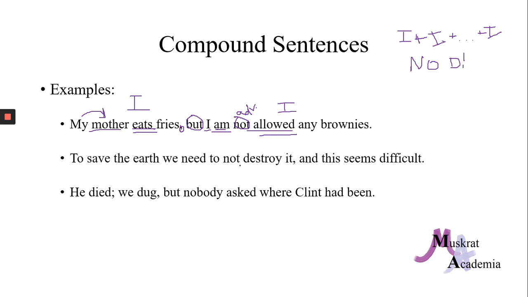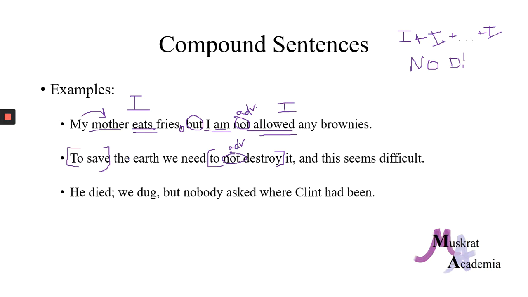To save the earth, we need to not destroy it, and this seems difficult. Any prepositional phrases? Nope, but we do have some to's here. So to save is an infinitive. To not destroy is another infinitive, except the not here, again, is acting as an adverb, even though it's kind of thrown in the middle of that infinitive phrase. This is actually called a split infinitive, because usually, depending on who you ask, infinitive phrases are supposed to be together with nothing in between.